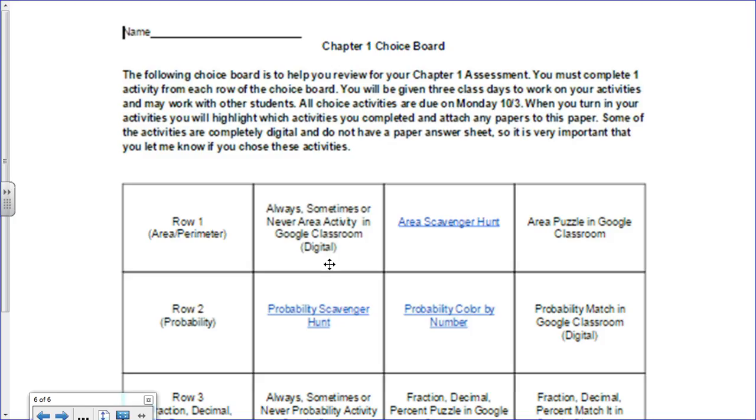So like row 1, we have 3 different activities to choose from. The first one is digital. It's the always, sometimes, or never area activity. It's in Google Classroom, so you would actually sort cards into whether they're always true, sometimes true, or never true. The area scavenger hunt, you need a paper copy for. The area puzzle, again, is in Google Classroom, so it's digital. You would turn it in through Google Classroom.